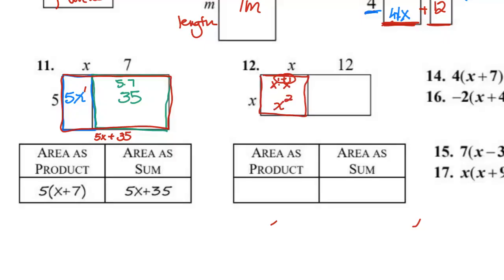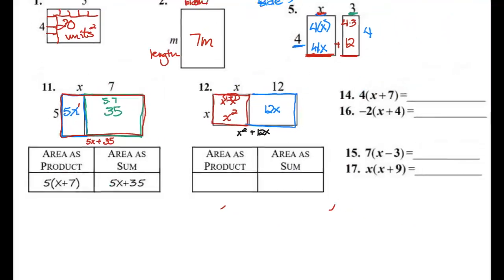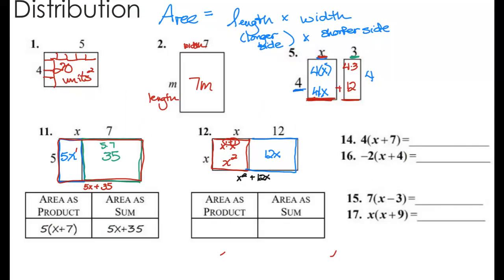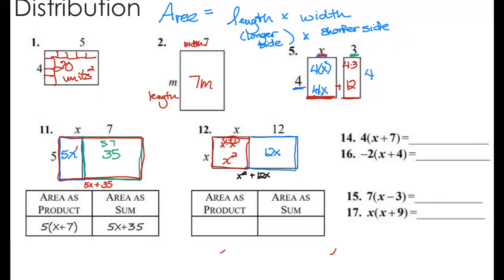What's the area of the second? 12x. Put it all together, we get usually the one with the higher degree first. So x squared plus 12x. Okay? Questions on those first examples? So we did 1, 2, 5, 11, and 12 out of your workbook.